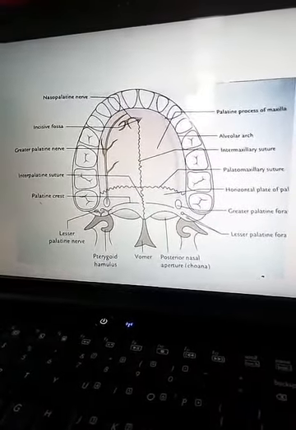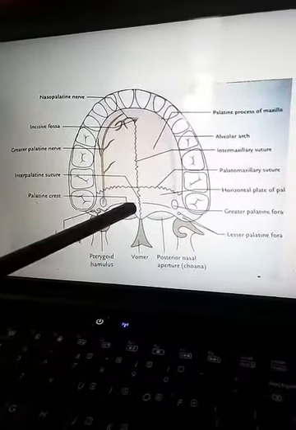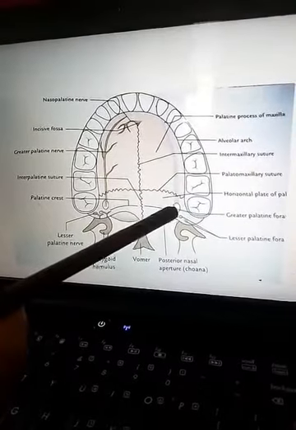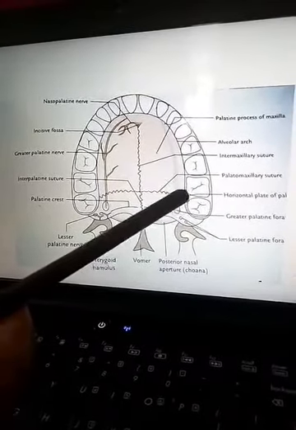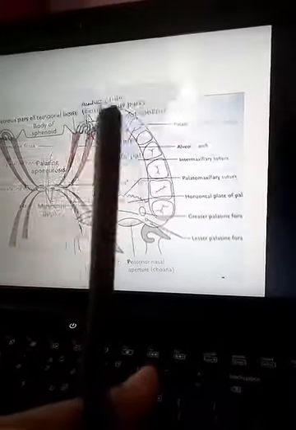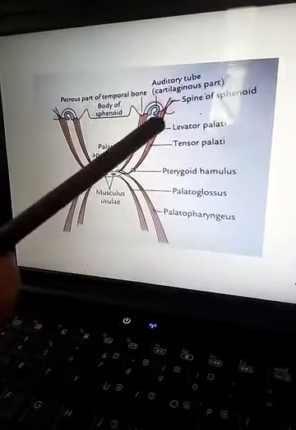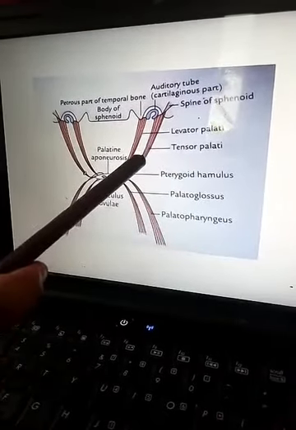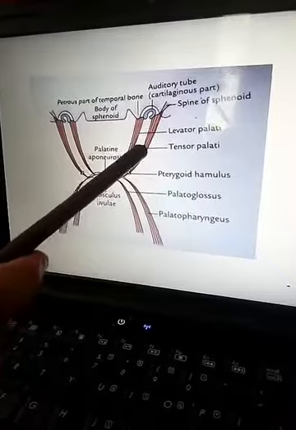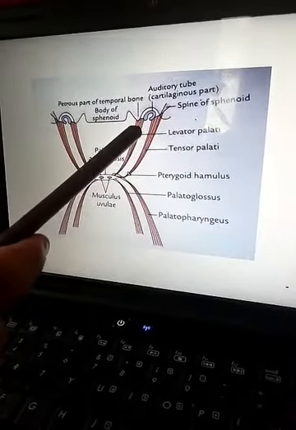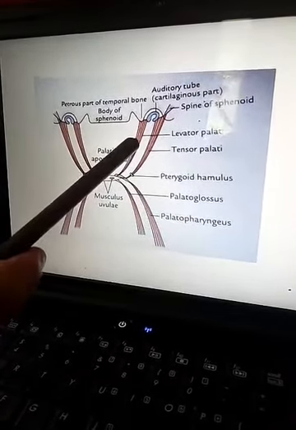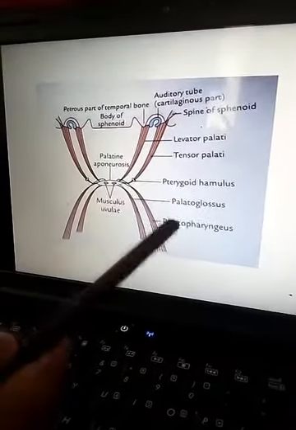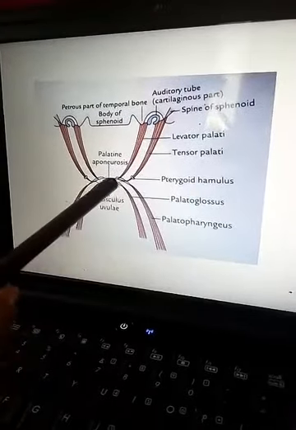Now this soft palate is made up of fold of mucous membrane enclosing five pair of muscles. These muscles are the tensor palati muscle, or tensor veli palatini is another name. Another is the levator palati muscle or levator veli palatini. We have a palatoglossus muscle, palatopharyngeus muscle, and musculus uvulae.